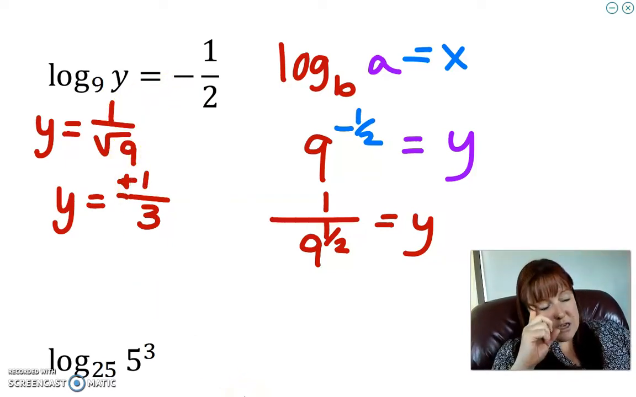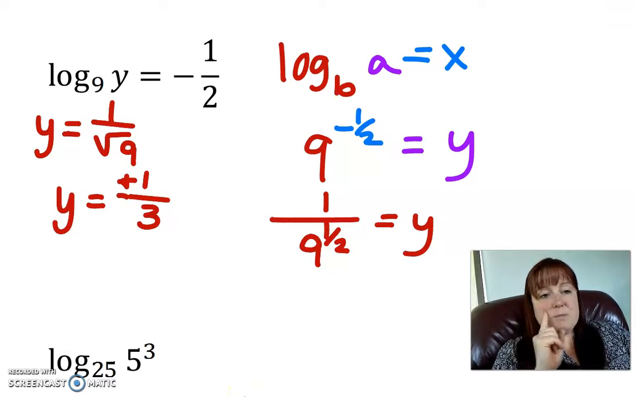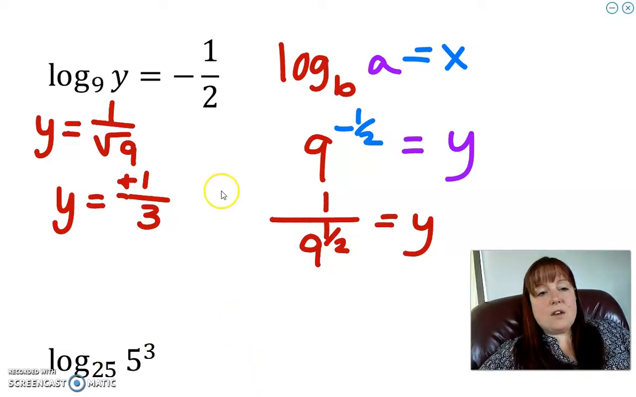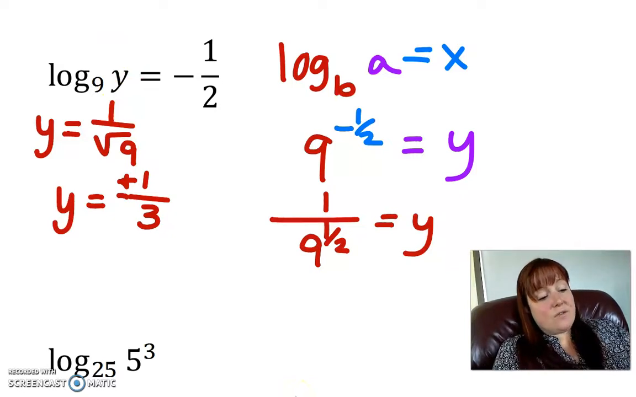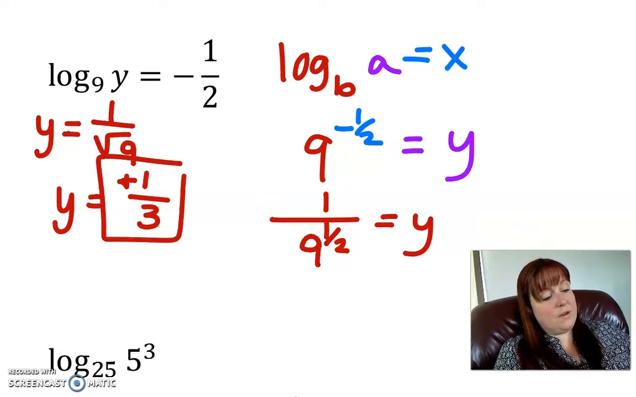But here's what I want you to think about. Can this be -1/3? Can -1/3 go in here? Well, no, because I cannot put a negative into a log, right? Because logs can only take in positive values. So the -1/3 is not an answer. I can only have the positive 1/3. So y equals 1/3.